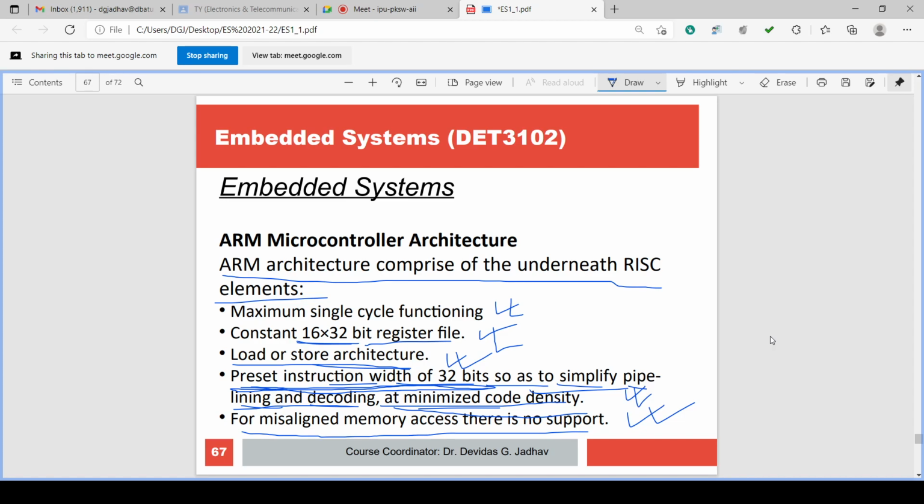Okay. So the present instruction width is 32 bit, so as to simplify pipelining and decoding and minimize code density. For misaligned memory access, there is no support. So this is about the ARM architecture.